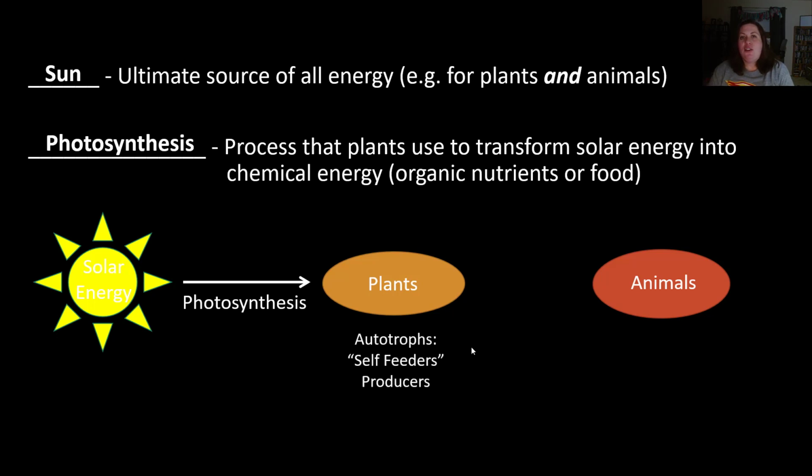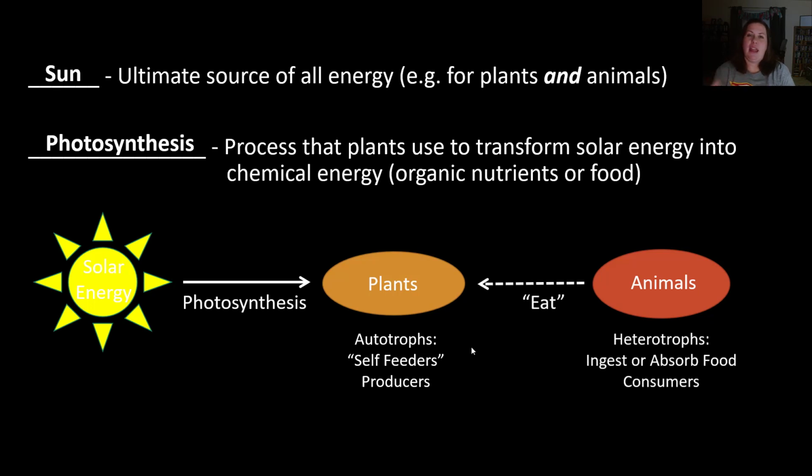Okay, these are known as the autotrophs or the self-feeders. Sometimes they're also called the producers. On the other hand, animals are then going to eat the plants. They're the heterotrophs. They ingest or absorb them, and we are then known as the consumers because we consume our food instead of producing it.